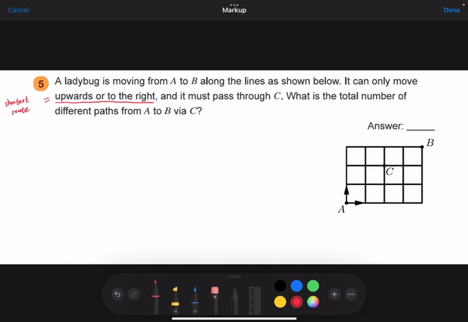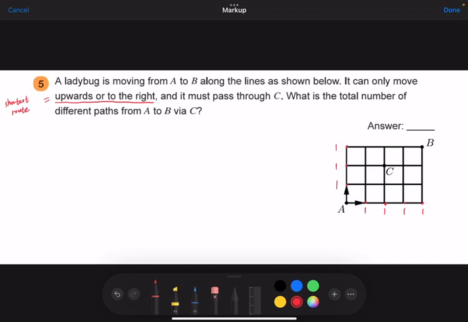From point A, because we can only go to the right or upwards, to get to this point there's only one way from A. And to get to this point, also one way. This point, one way. This point, one way. And for this point, we can only go upwards from A, so one way to get here, one way to get here, one way to get here. Because we cannot, for example, get from this point to this point, because we cannot go to the left.